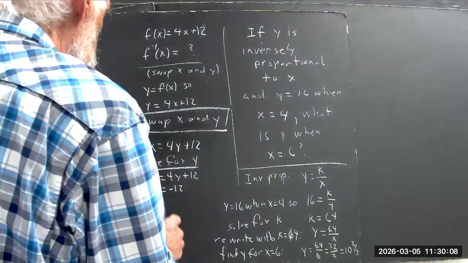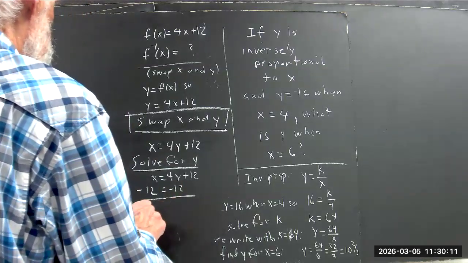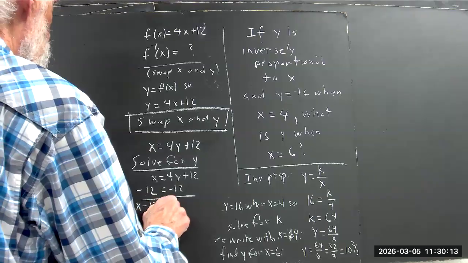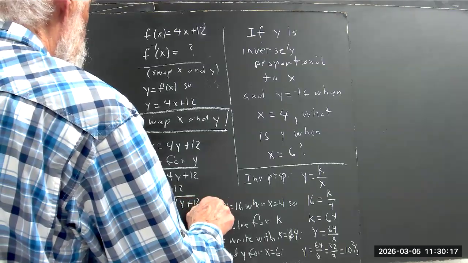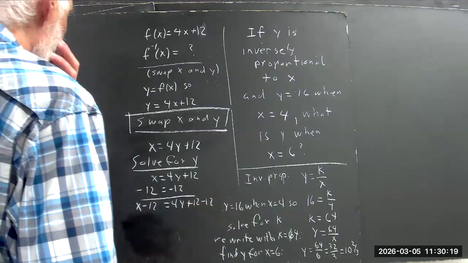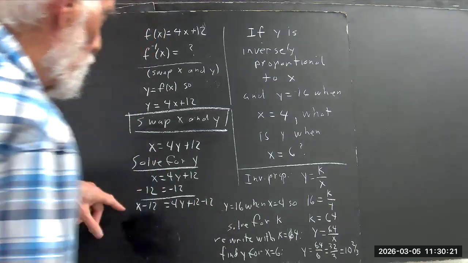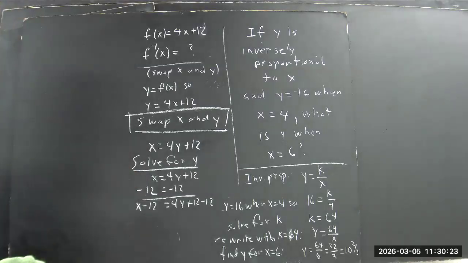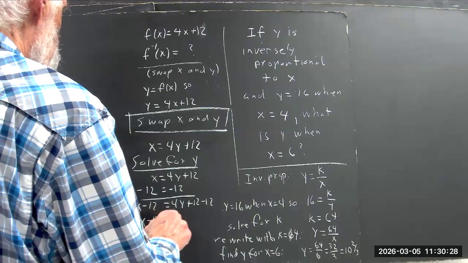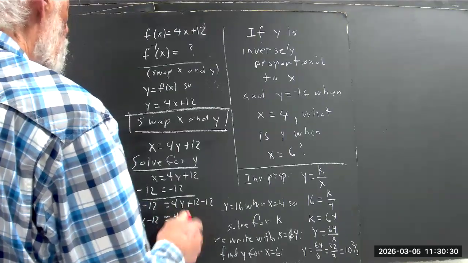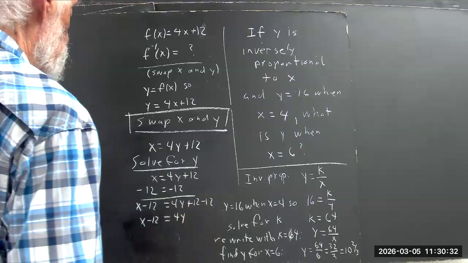Then you add these two equations, which gives you x minus 12 equals 4y plus 12 minus 12. And I really strongly advocate that you write it out like this. So which gives you x minus 12 just equals 4y, since 12 minus 12 is 0.